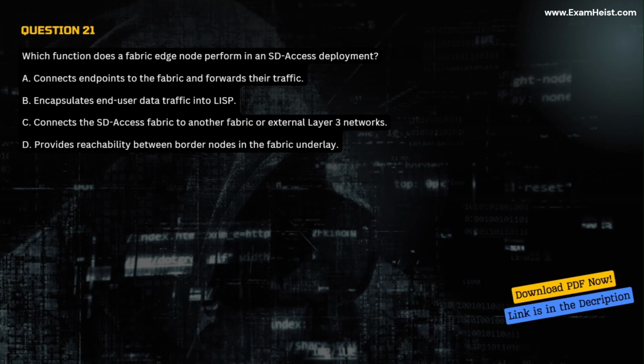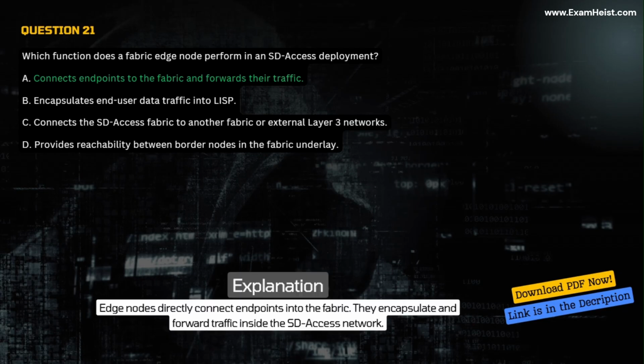A. Connects endpoints to the fabric and forwards their traffic. B. Encapsulates end-user data traffic into LISP. C. Connects the SD-Access fabric to another fabric or external Layer 3 networks. D. Provides reachability between border nodes in the fabric underlay. Correct answer A. Connects endpoints to the fabric and forwards their traffic. Explanation. Edge nodes directly connect endpoints into the fabric. They encapsulate and forward traffic inside the SD-Access network.